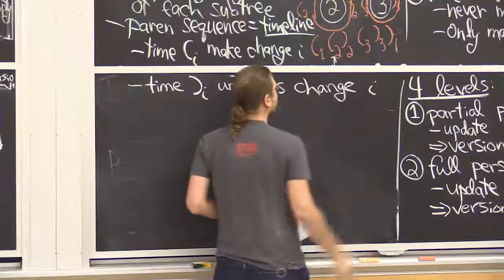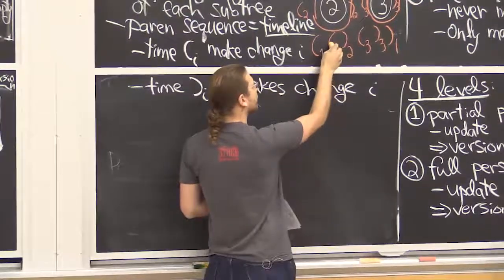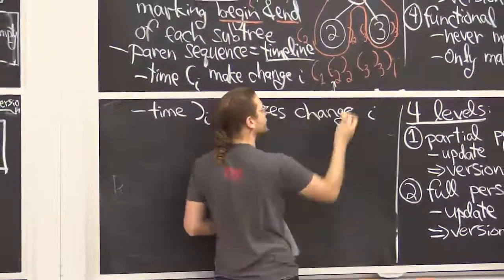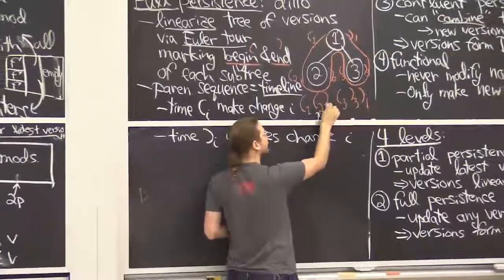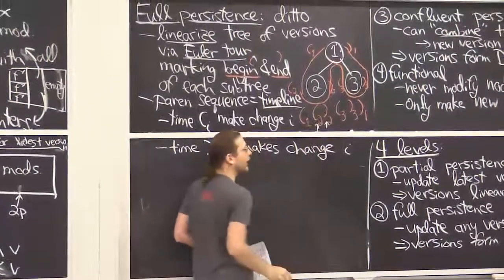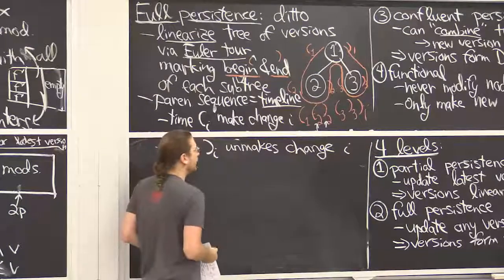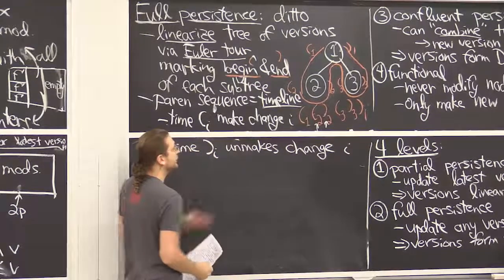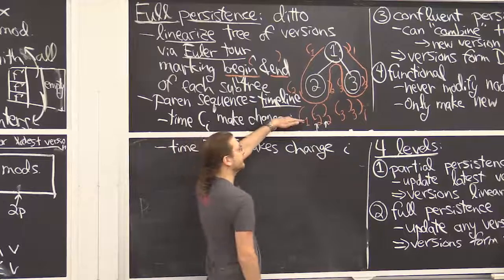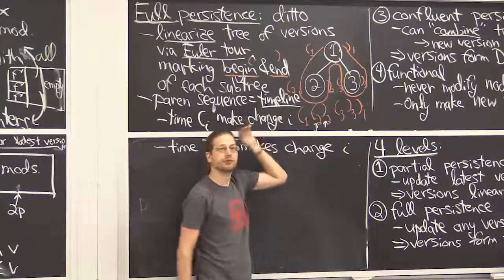This will be very useful. So I said open parenthesis 2 makes all the changes that were made in 2, and then close parenthesis 2, at this time, conceptually, I'm undoing all of those changes. Why? Because then this linear timeline effectively represents the same thing as this version tree.